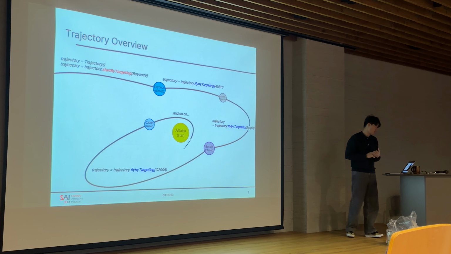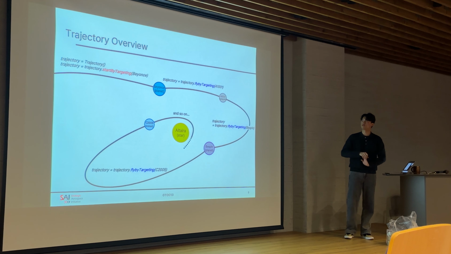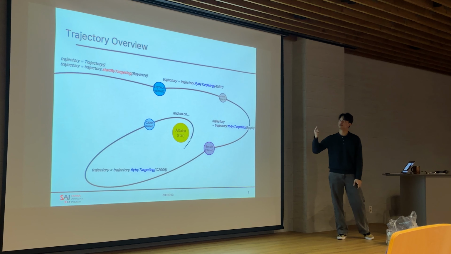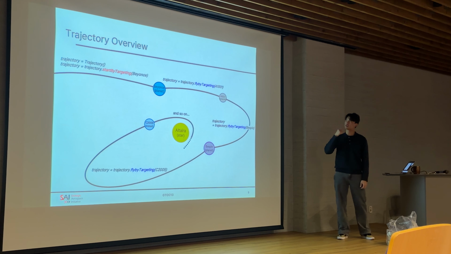So I approached this problem like this. Maybe you could, in an object-oriented programming way, first make a class named trajectory, and you can define 2 kinds of critical functions.